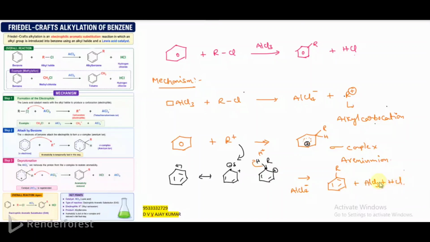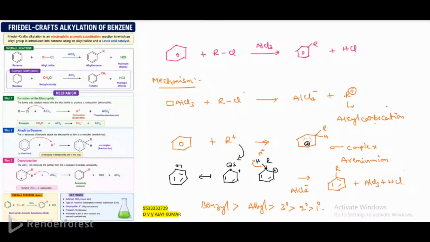Right? What is important from the objective point of view? I will tell you the conditions of carbocation. Carbocation rearrangement can happen depending upon the stability. What is the stability order of carbocation? You know it already, I think. Benzyl carbocation is greater than allyl carbocation, which is greater than tertiary, which is greater than secondary, which is greater than primary. So depending upon that, rearrangement can also happen, right?